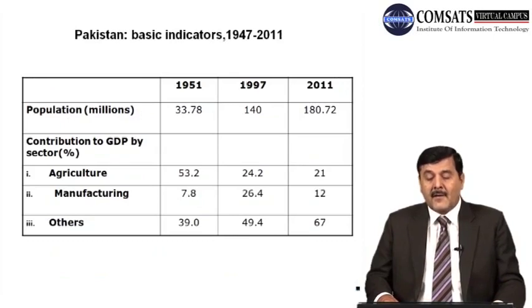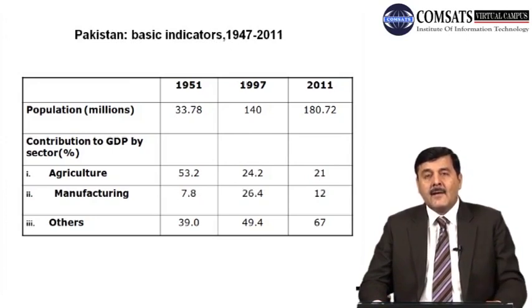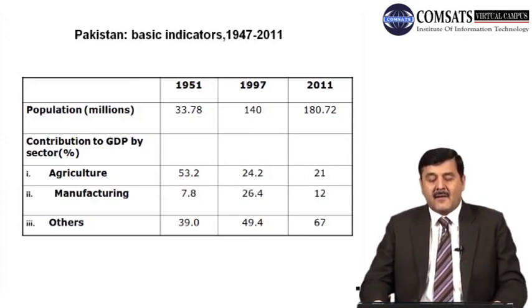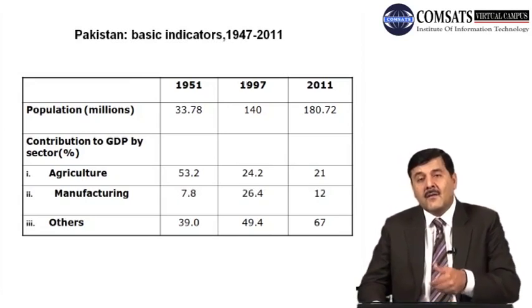Just to give you some figures, an idea कि how Pakistan has developed from 1947 to 2011. If you look at 1951, the population of Pakistan was 33 million only. Now if you look at 2011, the population is 180 million. Then contribution to GDP by sectors. In 1951, the contribution of agriculture sector was 53%. Now, in 2011, the contribution of agriculture sector is only 21%.